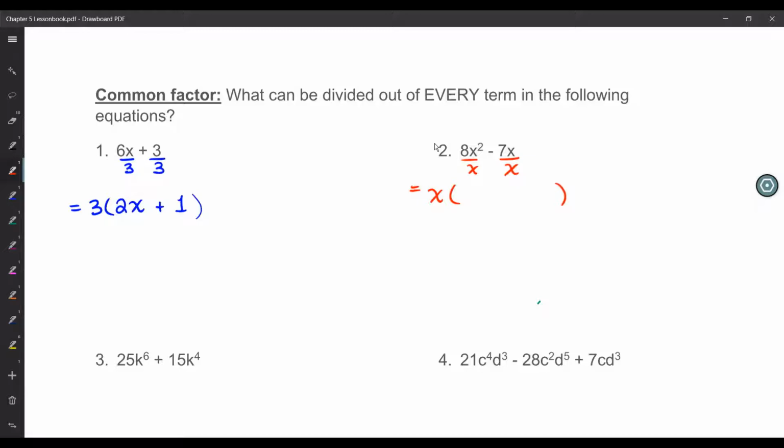So 8x squared divided by x, if I take out one of the x's, I'm left with 8x. And then 7x, I take out the x that's there, so I'm just left with negative 7. Okay, so again, you do a little check. If you distribute this in, do you get back what you started with? That's the check.